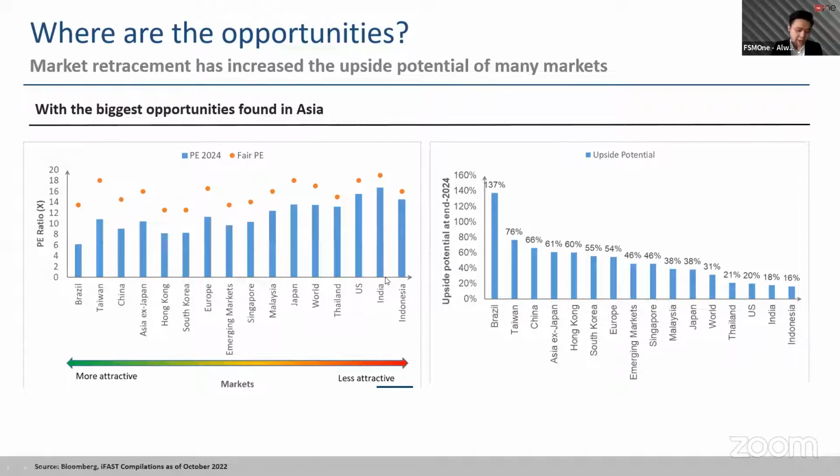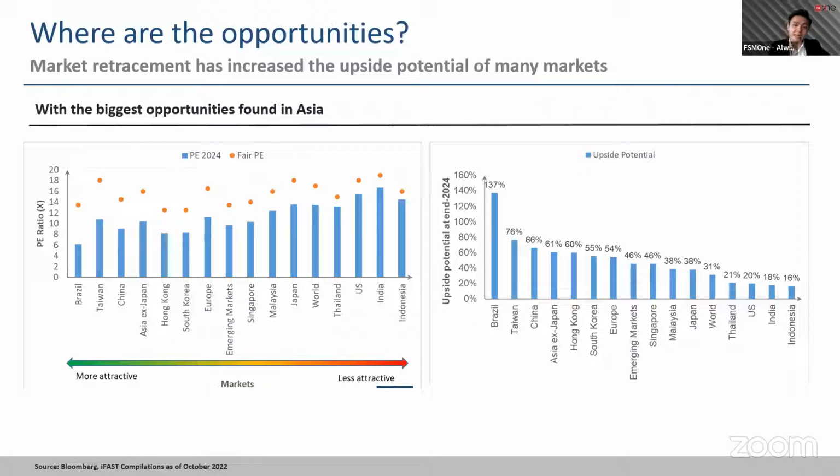So where are the opportunities lying? In the chart on the left-hand side, we rank the regions under our coverage from the most attractive to the least attractive, from left to right. We measure their attractiveness based on upside potential. Basically, the higher the upside potential, the more attractive it is. We derive the upside potential by dividing the fair price earnings ratio by the forward price earnings ratio.